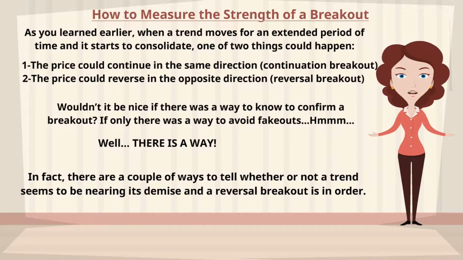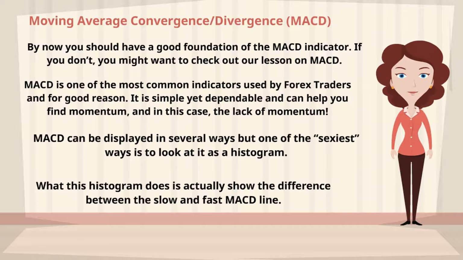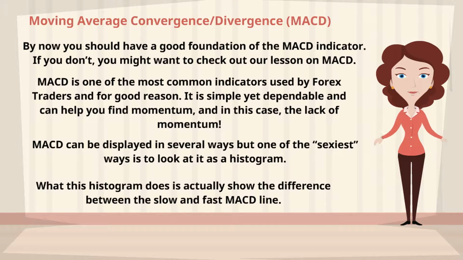In fact, there are a couple of ways to tell whether or not a trend seems to be nearing its demise and a reversal breakout is in order. Moving average convergence divergence, MACD. By now you should have a good foundation of the MACD indicator. If you don't, you might want to check out our lesson on MACD. MACD is one of the most common indicators used by Forex traders, and for good reason. It is simple yet dependable and can help you find momentum, and in this case, the lack of momentum.